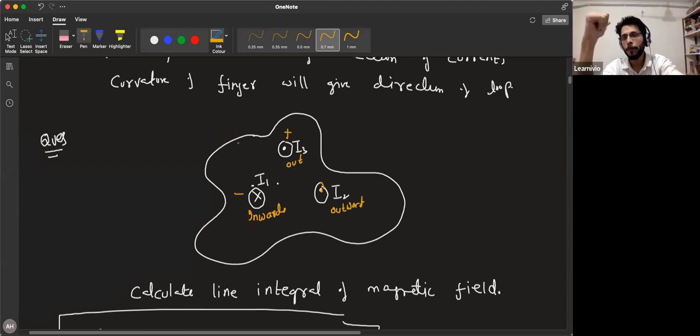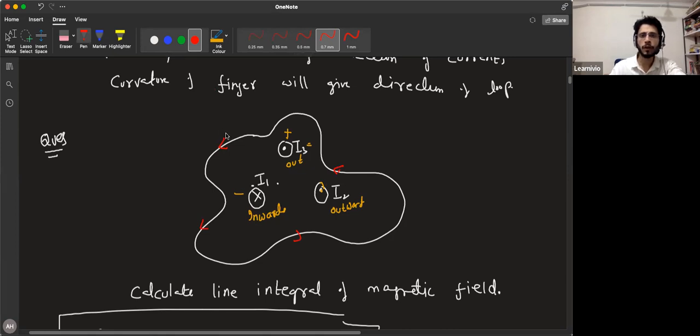Now let's apply the right hand thumb rule. Take your right hand, place your thumb in the outwards direction, in the direction of I3. And just tell me, where is the curvature of your finger? Is it clockwise or anti-clockwise? Just take your right hand, put your thumb outwards, out of the screen of your laptop or your mobile. It's going anti-clockwise. So the direction of the loop will be anti-clockwise.